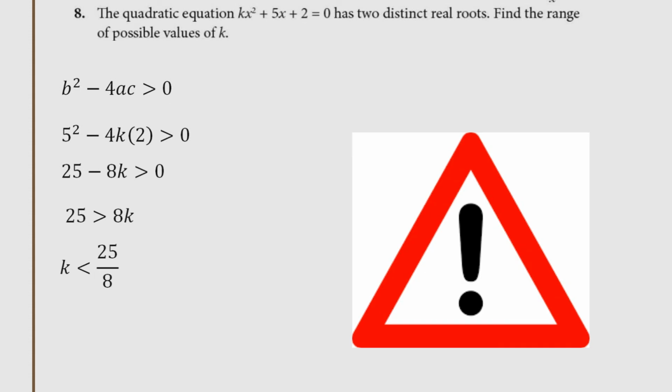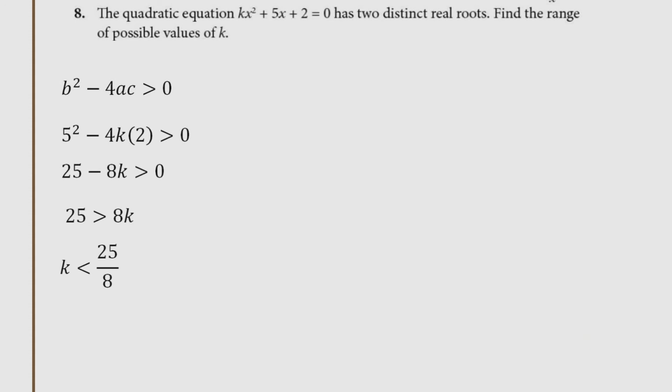Is that the final answer? I can tell you that that is not the final answer, because when k is equal to 0, notice what happens to the quadratic equation. That will make it a linear equation, isn't it? Because 5x plus 2 will be equal to 0 now, and there is only one real root. So k cannot be equal to 0, because once k is equal to 0, it is not a quadratic equation anymore, it's a linear equation. So our final answer is actually k is less than 25 over 8, and k is not equal to 0.